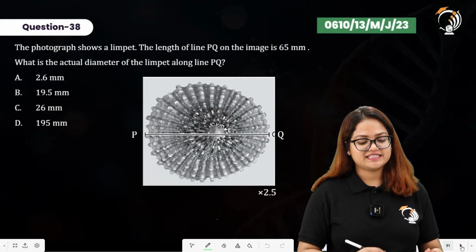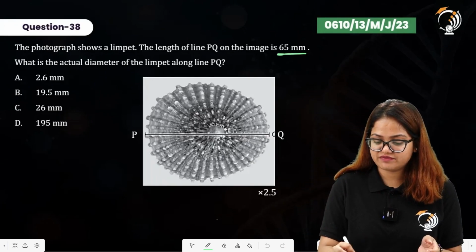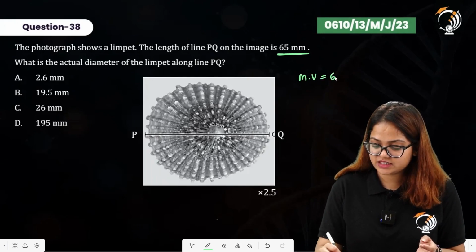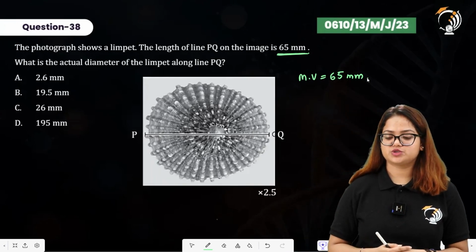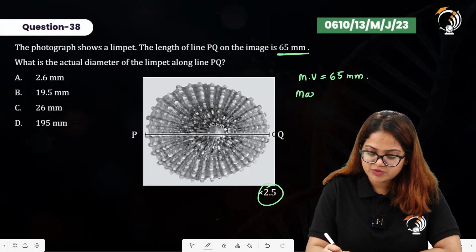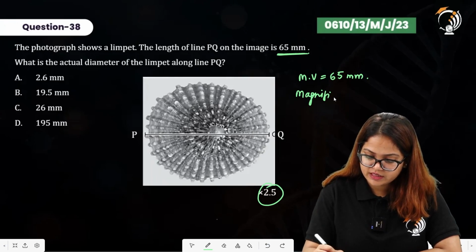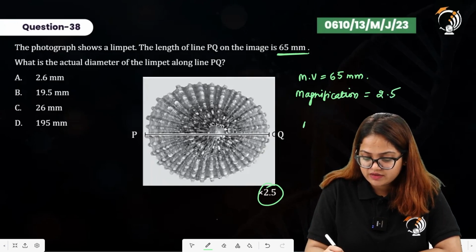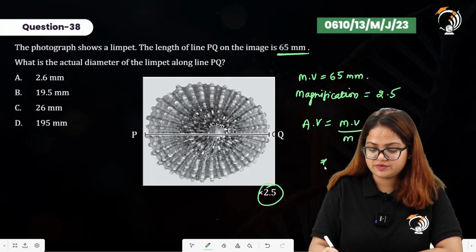Moving to question number 38 that says the photograph shows a limpet. The length of the line PQ on the image, 65 millimeter is there. So, we have this magnified value as 65 millimeter. What is the actual diameter of the limpet? So for that we have to calculate what is the magnification, and magnification is provided in the diagram. We have magnification as 2.5 times. We can calculate the actual value, that is magnified value divided by magnification here.